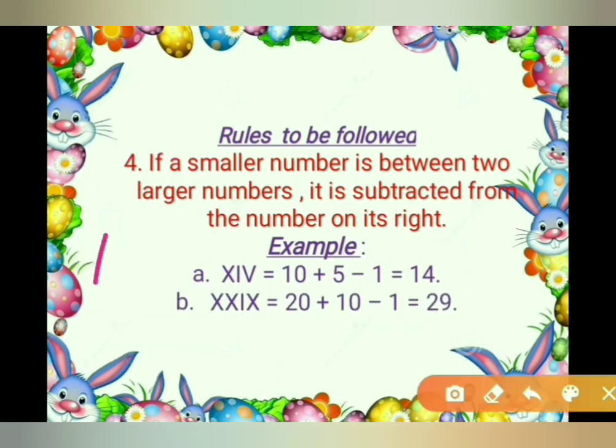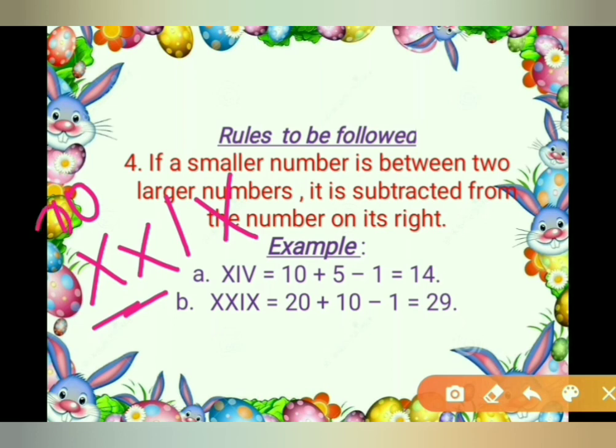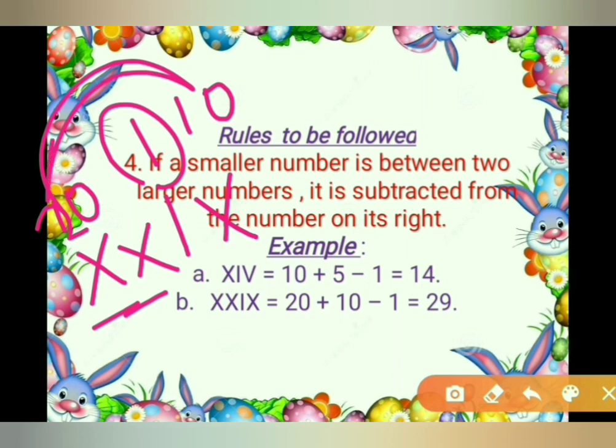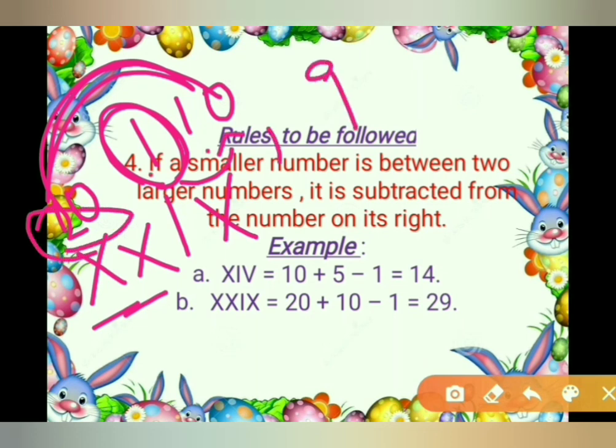And next, double X and IX. Value of X is 10. As it is repeated, we add the values. So double X stands for 20. Now value of I is 1, value of X is 10. Now the smaller value is in between two larger values. That time you subtract the smaller value from the right side value. So 10 minus 1 is 9. With that you add that value. So 20 plus 9 is 29.